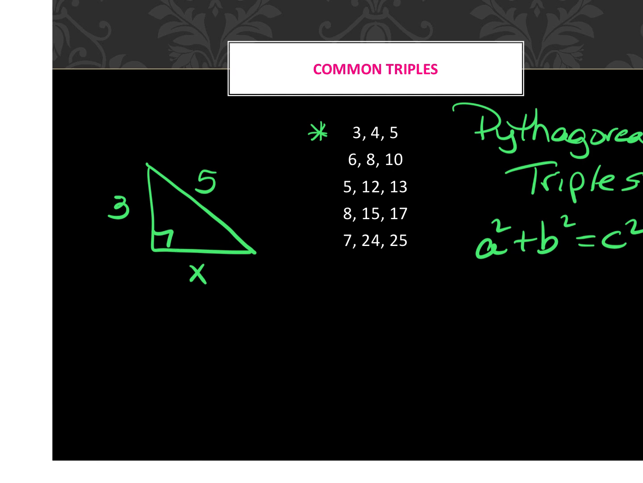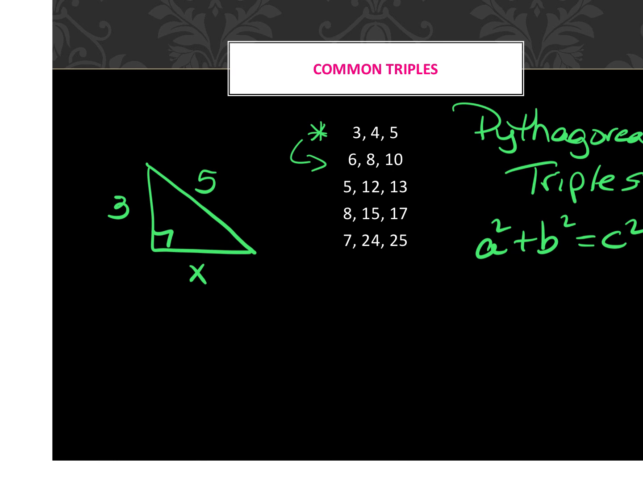The one right below it is just a scaled up version of the 3, 4, 5. All they did was take the numbers and multiply them by 2. And then other common Pythagorean triples would be the 5, 12, 13 triangle, the 8, 15, 17, and then the 7, 24, 25.